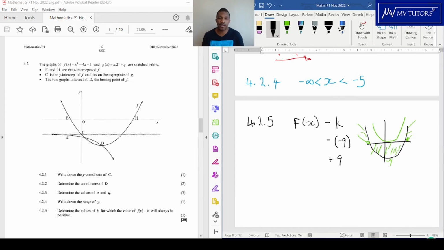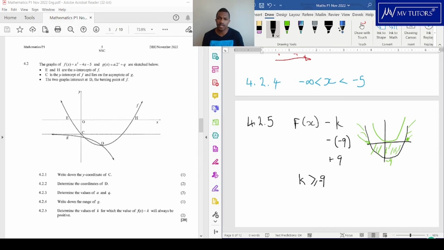Okay, so we're going to conclude here and say k must be greater than or equal to 9. So any value that is greater than or equal to 9, but watch this out, the k has to be negative.